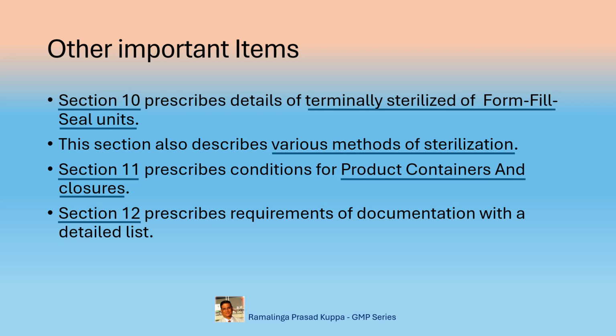Section 12 prescribes requirements of documentation with a detailed list. Section 12 describes the requirements for documentation. In GMP, objective evidence is in the form of a written document. So it is a must. This report should contain details of batch number, lot number, inputs, outputs at every stage, starting date, completion date, temperature and humidity records, preventive maintenance records, inspection records, etc. There is a big list of 34 items as evidence for execution of the batch.